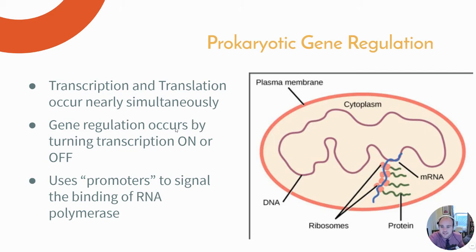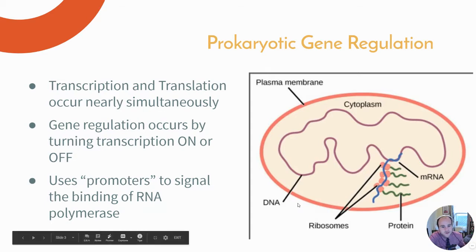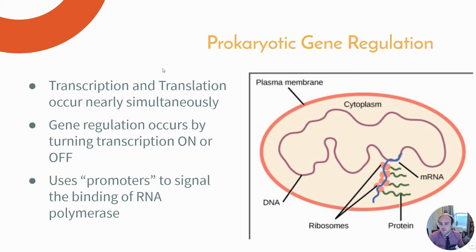And so gene regulation is only really going to occur by turning transcription on or off. And then they're going to use promoters, which are little sections in the DNA that signal the binding of RNA polymerase to begin transcription. So that's going to be where we start from.